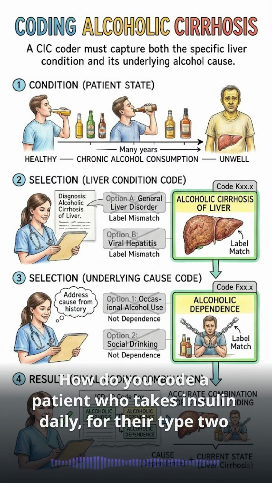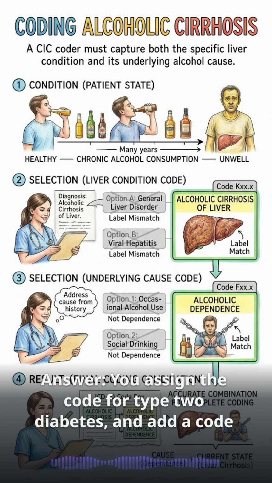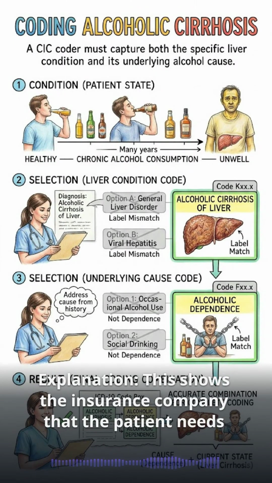32. How do you code a patient who takes insulin daily, for their type 2 diabetes condition? You assign the code for type 2 diabetes, and add a code for long-term insulin. This shows the insurance company that the patient needs extra supplies to manage their blood sugar.